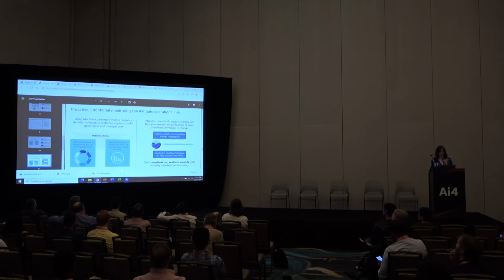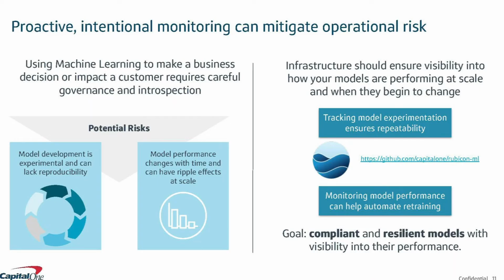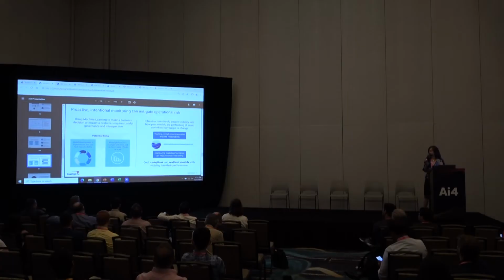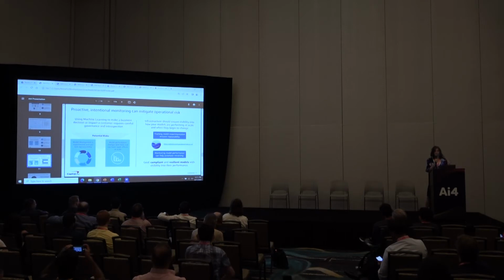Okay, so I'm going to close those. I'm going to talk a little bit about monitoring and how really proactive, intentional monitoring can mitigate operational risk. The previous speaker touched on this a little bit when he was talking about governance. But at the end of the day, when we're talking about MLOps, we're talking about machine learning, we are using machine learning to make a business decision, and that's going to impact somebody, and there's risk associated with that, and you want to minimize that risk.